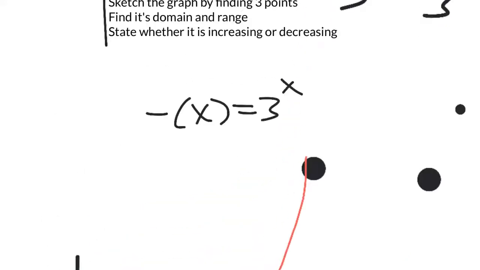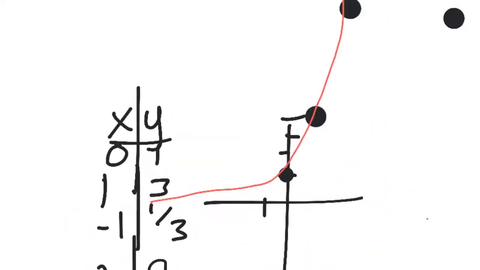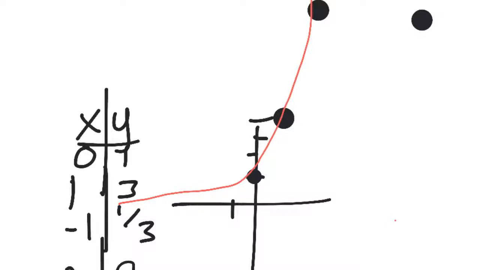So let's answer the other part of the question. They asked us to find its domain and range and state whether it's increasing or decreasing. Let's do the increasing or decreasing first. You read a graph like you read a book, left to right. So looking at it left to right, we say this is an increasing graph.